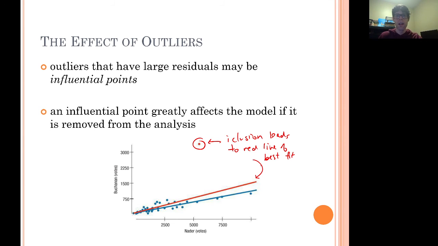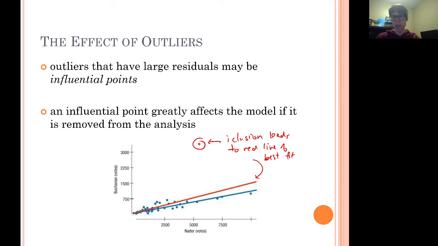I get the red line of best fit. So in other words, this red point is kind of moving the line of best fit upwards again, but notice it doesn't have high leverage. It's not too far away from what I would consider to be the mean. So these kinds of points are just called influential.